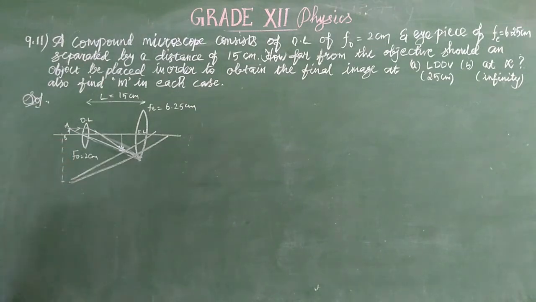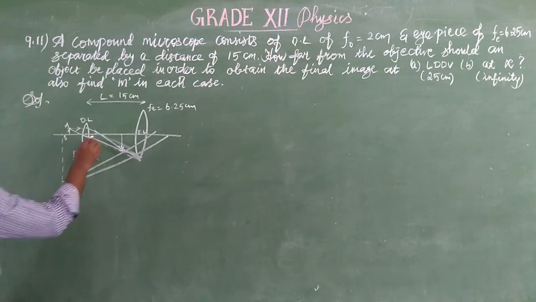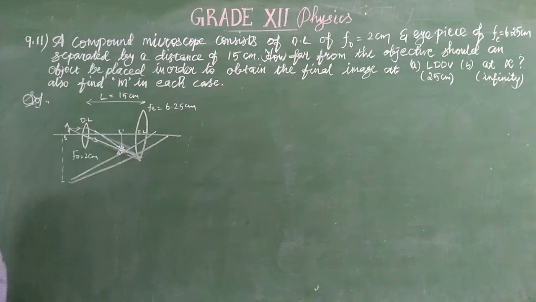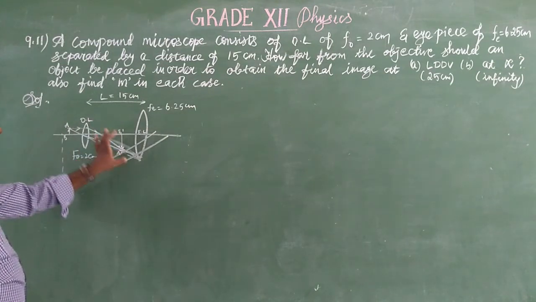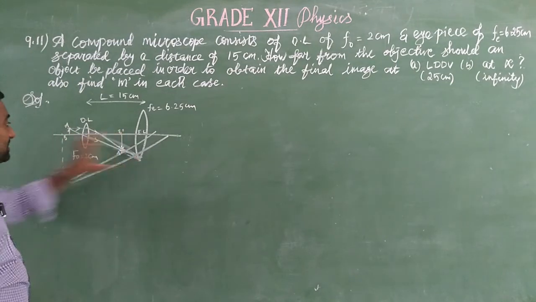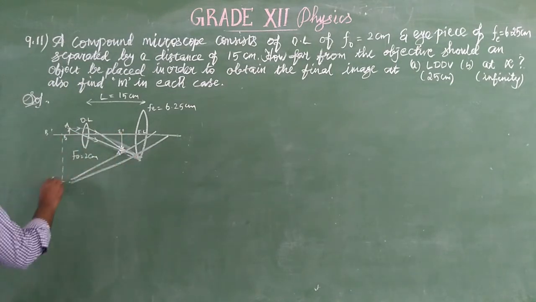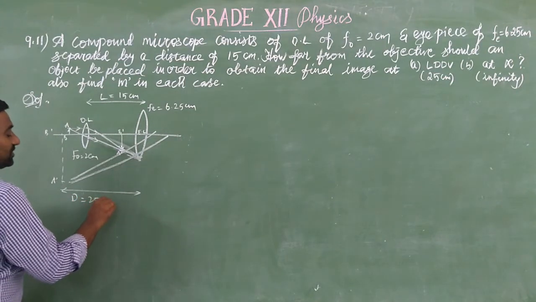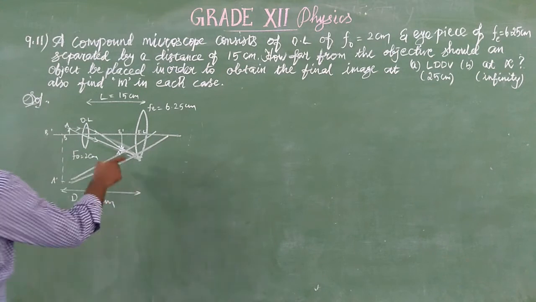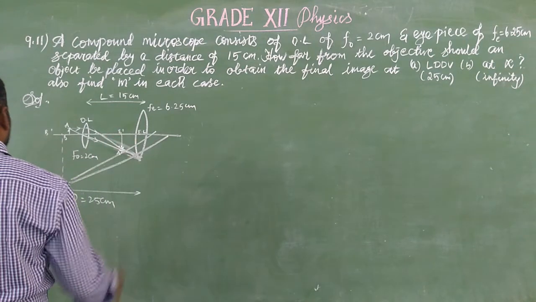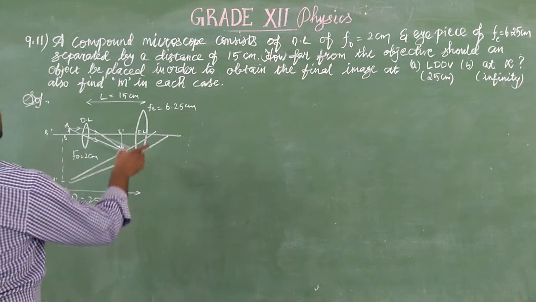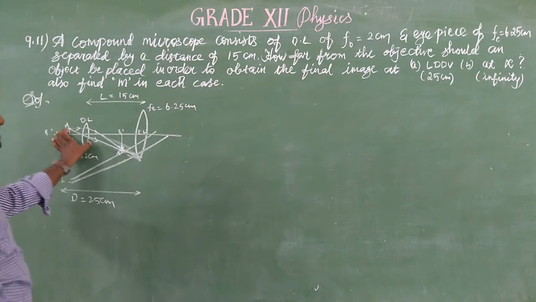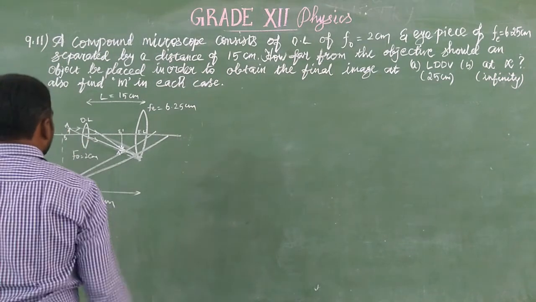Since this is the final image position, are you clear? AB is the object, for which the image is obtained here, A dash B dash. This image serves as an object to the eye lens, then the final image B dash A dash is obtained at a distance of 25 cm. So in this case, we want to determine the object distance as well as the magnification. So we'll write all the data.